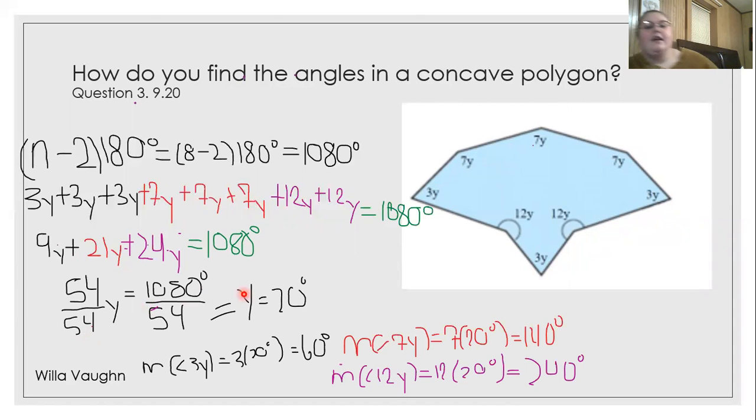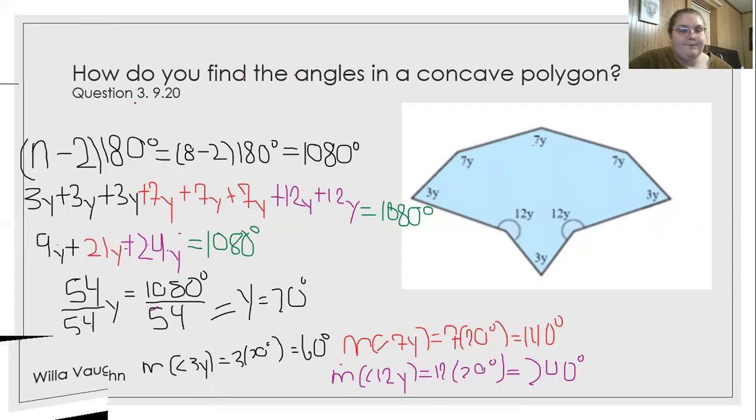So after you divide 54 by each side to get y by itself, you get y equals 20 degrees. So down here, you would take that 20 degrees and substitute it for each y value you have in the polygon. So for 3y, you would get 60 degrees. For 7y, you would get 140 degrees. And for all your 12y's, you would get 240 degrees.